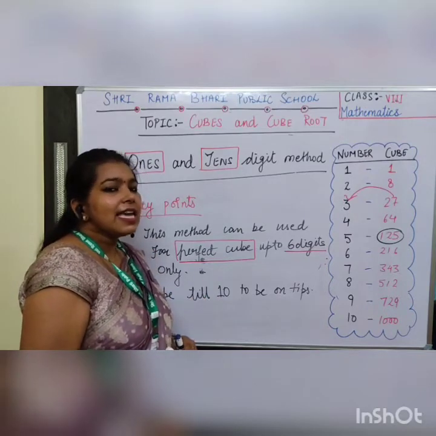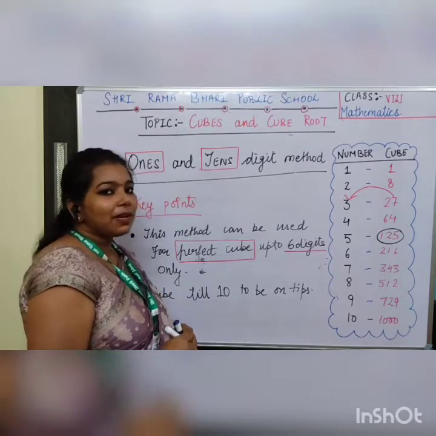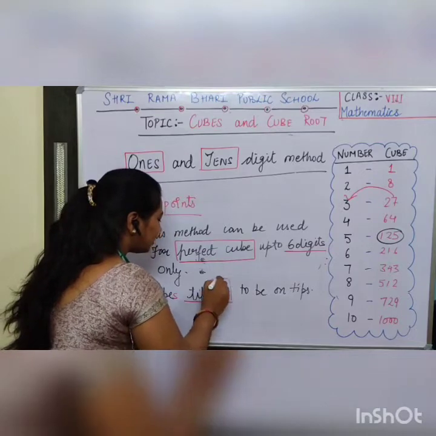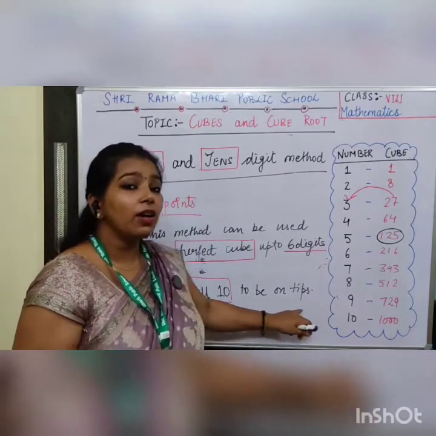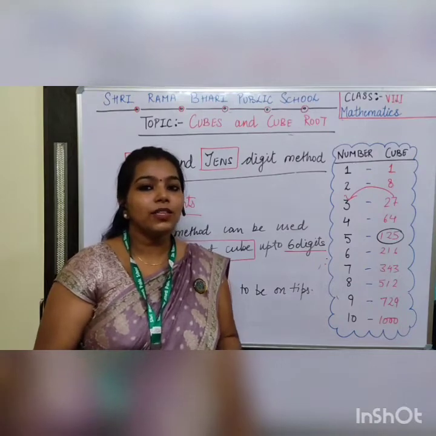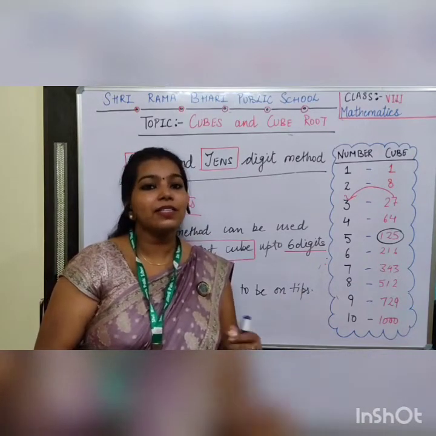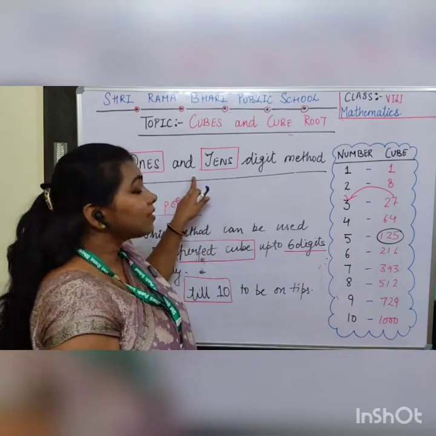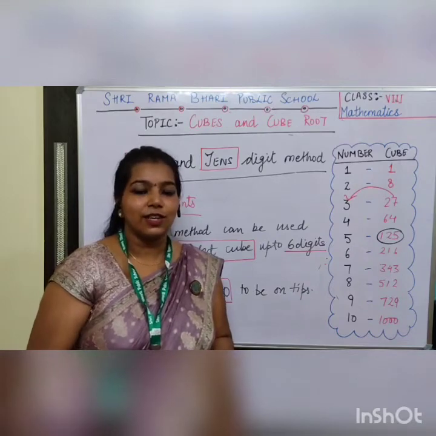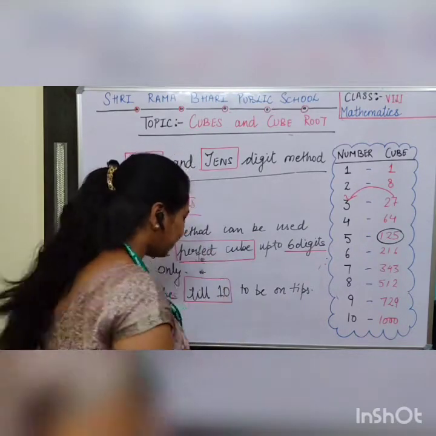The second point is a tip: we have to be familiar with the cubes up to 10. It is going to help us find the ones and tens digit while using this method. So let's start discussing this method by taking one example.